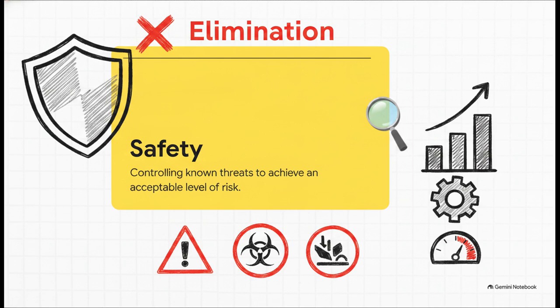We identify hazards, we evaluate the risks they pose, and then we introduce controls to bring that risk down to a level that society and building codes deem acceptable. This is a massive, absolutely crucial distinction to remember for your exam. Safety is management, not absolute elimination.